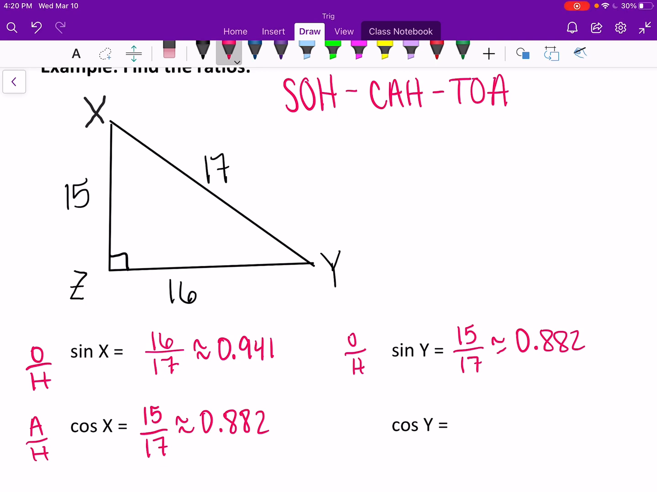So now we want to find the cosine of y. Cosine is adjacent over hypotenuse. The side adjacent to y, or the leg that's next to y, is 16. Our hypotenuse is still 17. 16 divided by 17 gives us approximately 0.941. So sine of x and cosine of y are also the same.